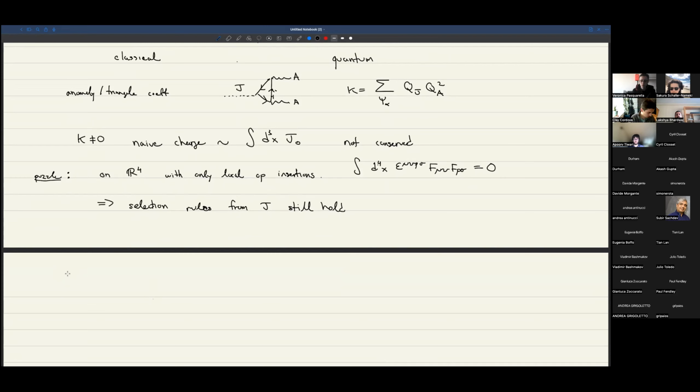There's still some selection rules. So let's try to make it sharp. What is the exponentiated Noether charge? Or in a modern language, the symmetry defect.